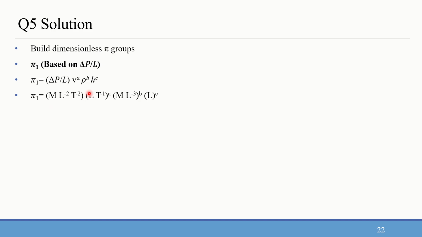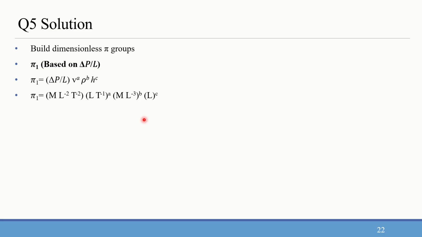So it is L, T minus 1 to the power of A. And rho, it is kg per meter cube, so it is M, L power minus 3 to the power of B. And H unit is L, so L to the power of C. So that is the dimensionless pi group 1.